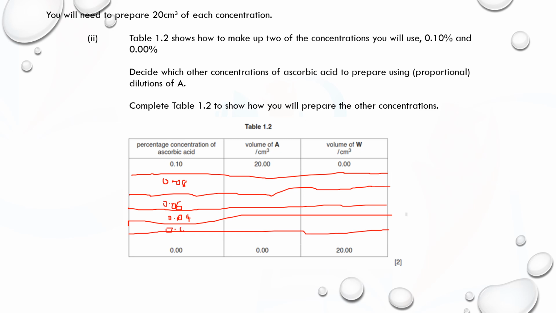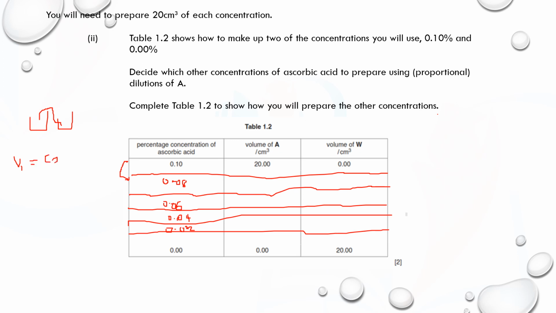0.02. Okay, so you need to find the volume of the stock you need. That's the V1 for each of them. So if we're moving from 0.1 to 0.08, we're using this to produce this. Remember that we're looking for V1. You're moving from here to this, so the volume that you're going to need is my V1. V1, you know the formula, is equal to what? We have done this at the beginning.